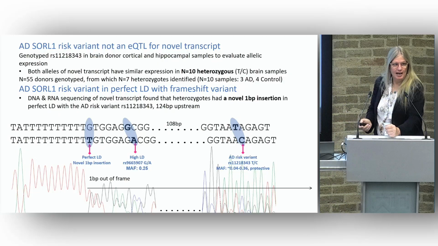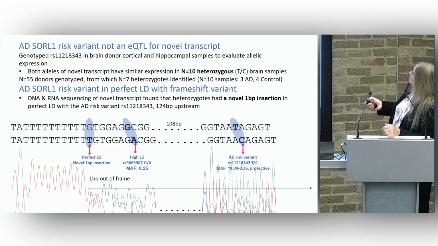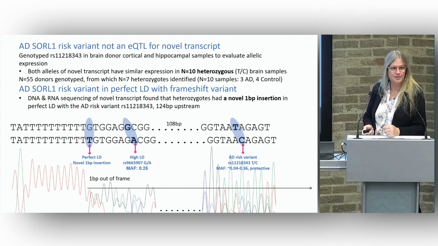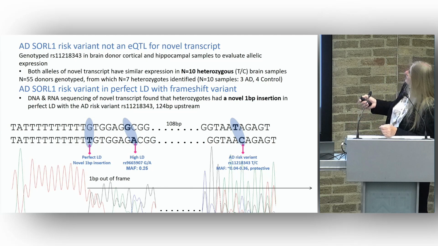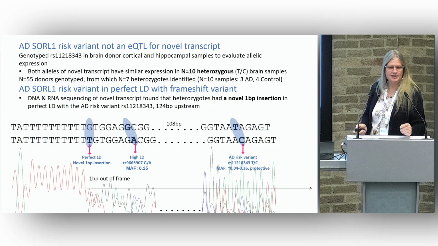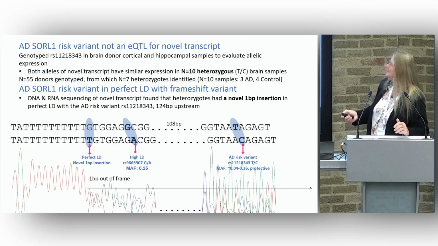I mentioned that we genotyped and sequenced the product across this novel transcript, and it doesn't appear that there's any preference for one allele over another, so it doesn't seem that the variant is an eQTL. But what we did find in the course of doing this is that not very far upstream of our Alzheimer's disease, well, it's protective, I call it risk variant, but actually this is the protective allele here, is another SNP that's been characterised and in fact has been associated with longevity in centenarians.